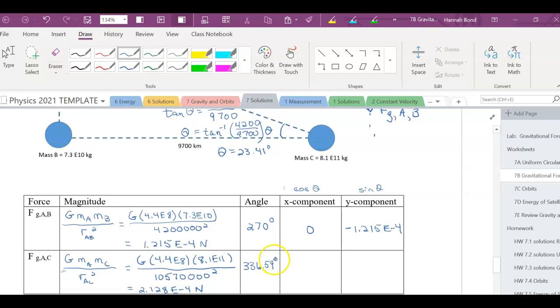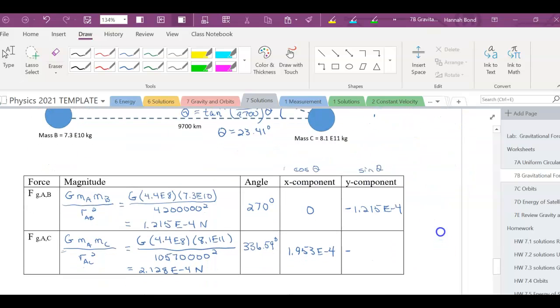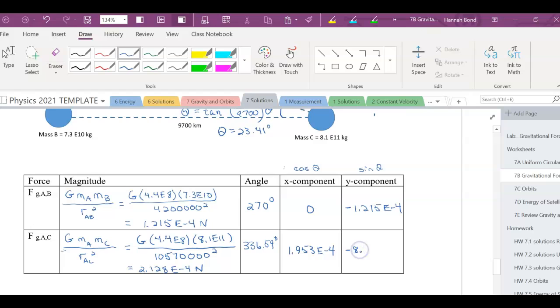Now this is at an angle, and so it doesn't lie on either the x or the y axis. So I'm going to take that magnitude and multiply it by the cosine of 336.59, and that gives me the x component, which is 1.953 e to the negative 4th. And then I take that magnitude and multiply it by the sine of the angle, so times sine of 336.59, and that gives me the y component. Notice it's giving me a negative y, and that makes sense, right? Because this force is pointing down in the 4th quadrant. So I should have a positive x and a negative y. So, and the amount of this is 8.454 times 10 to the negative 5th.